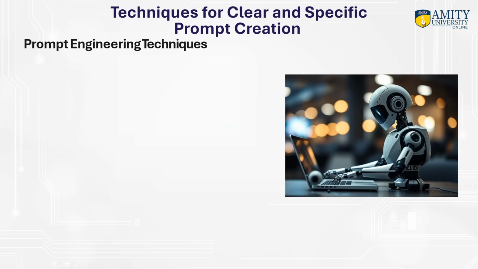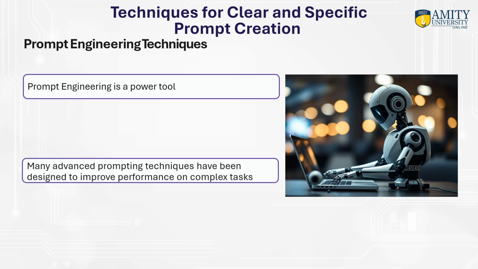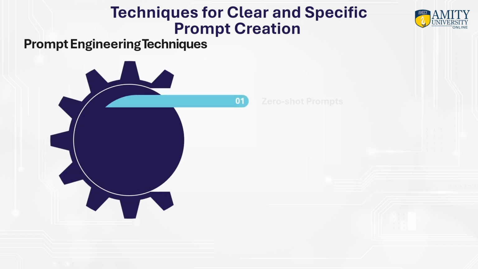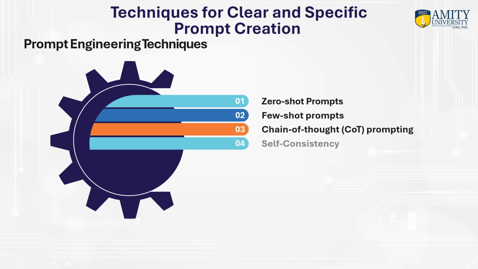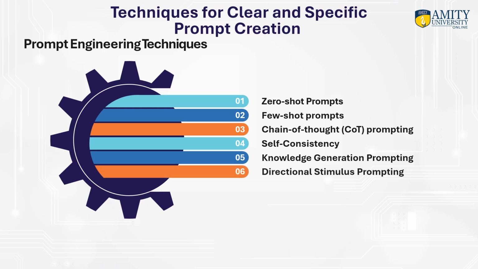So let's start. Prompt engineering is a powerful tool we have seen. But if I just add these advanced techniques in the instruction I'm giving to my AI model, then I can get better performance or improved results for many complex tasks. So these are the techniques we are going to discuss today. One is zero shot prompt, few shot prompt, chain of thought, commonly known as COT prompting. You could have self consistency, you could have knowledge generation prompting, then we have directional stimulus prompting. So we'll be looking at all these techniques today.